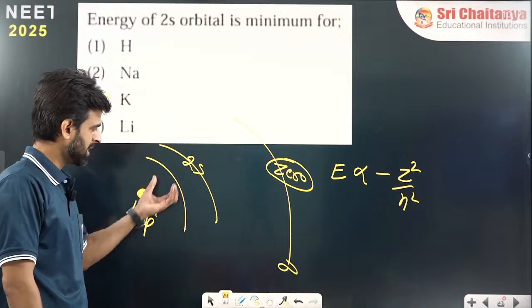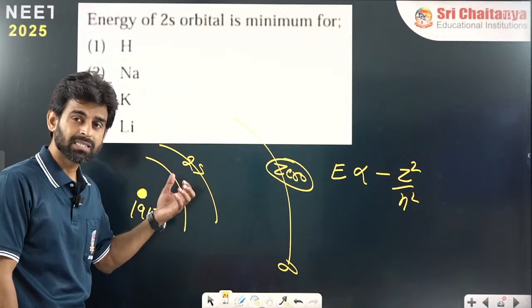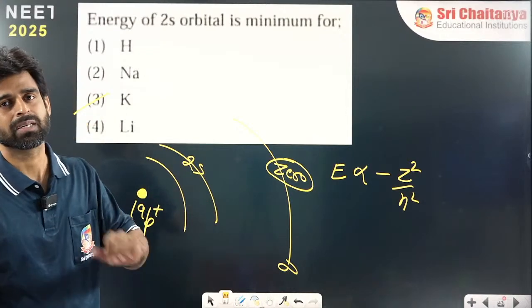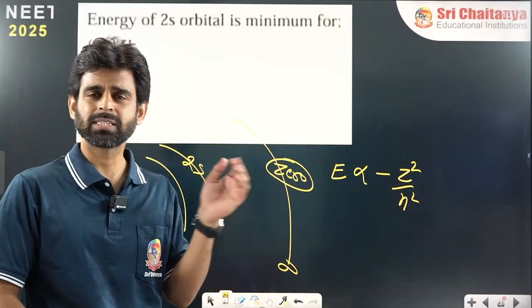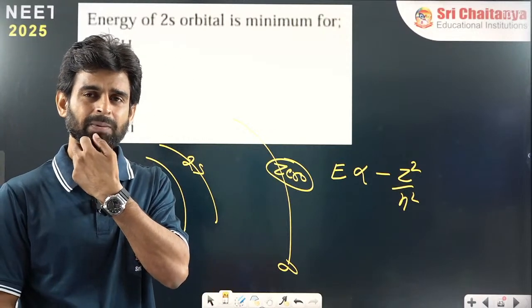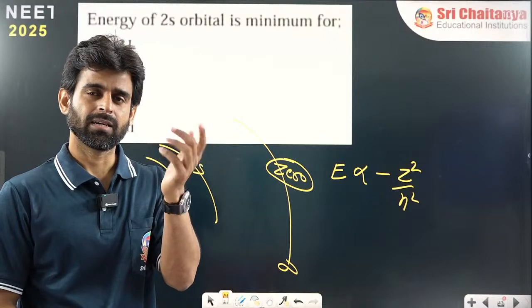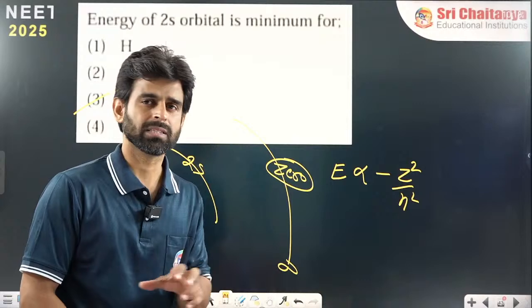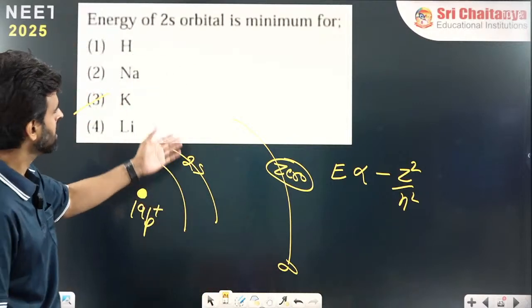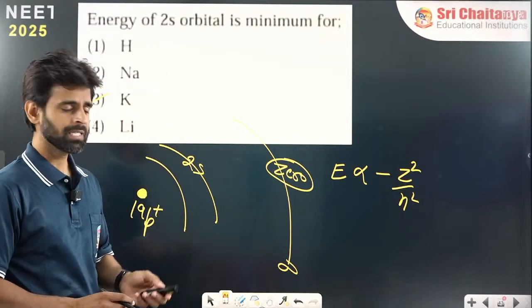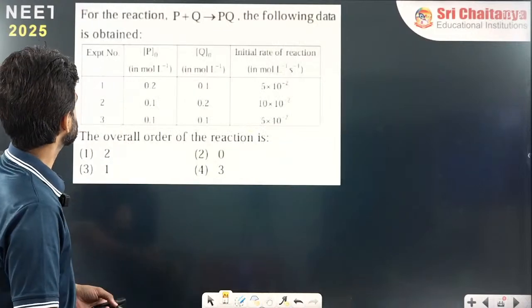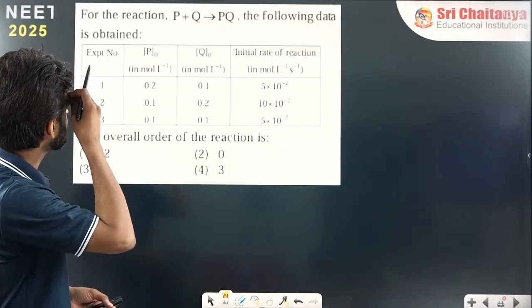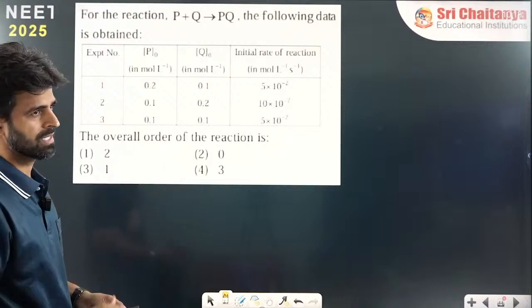But logically, this is the reason behind it. More protons attract more, that attraction releases more energy, so the remaining energy becomes less, right? So in these questions you can see, the higher the atomic number, the lower the energy, if you are comparing the same shells or same subshell in different atoms, right? Okay. The next one is, they gave the reaction and they are asking the order of reaction.